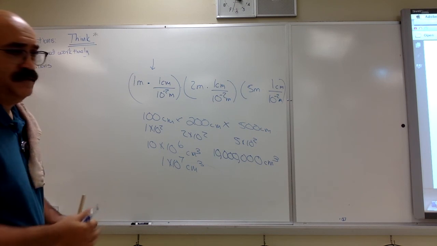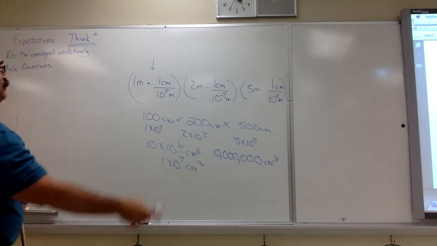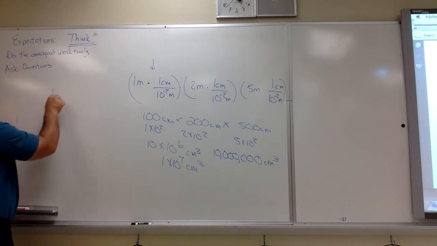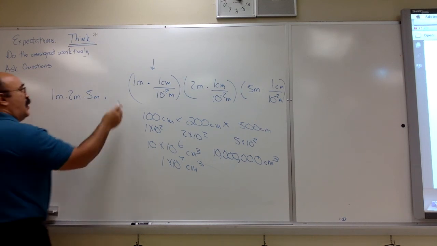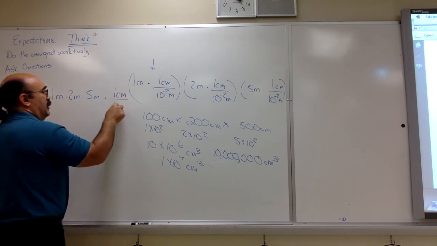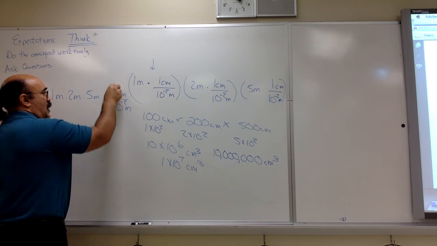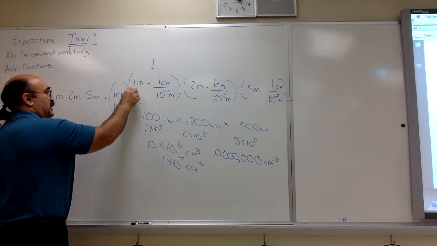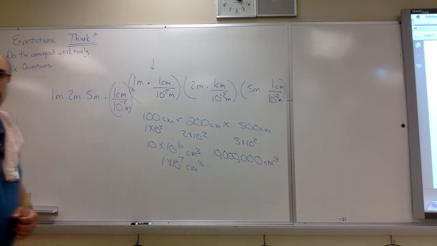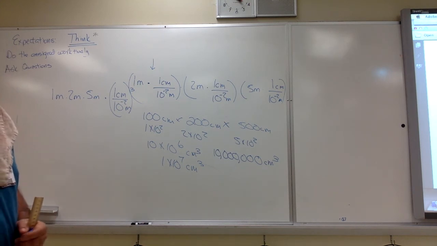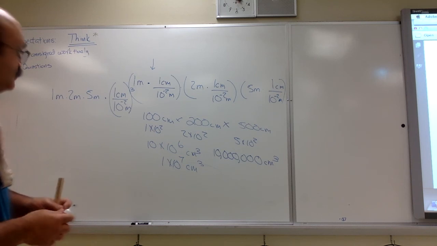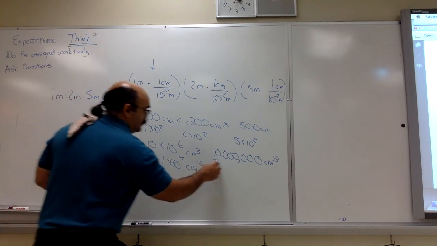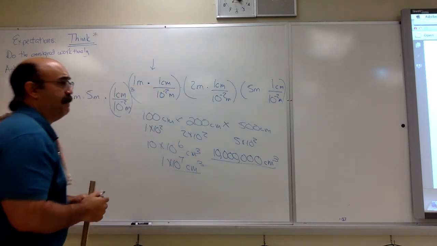Now, for those of you that are a little more comfortable with your math, you could have simply done this: 1 meter times 2 meters times 5 meters times the quantity 1 centimeter per 10 to the minus 2 meters, quantity cubed. Mathematically, that's the same and maybe a little simpler. So I get this, 10 million.